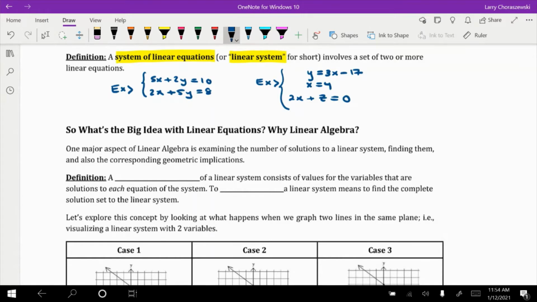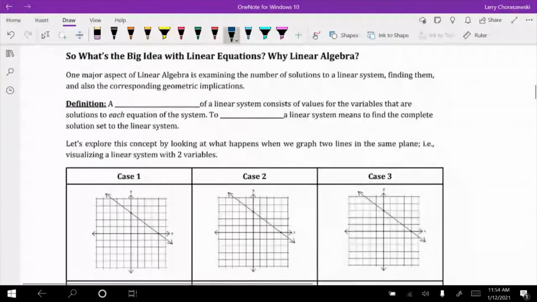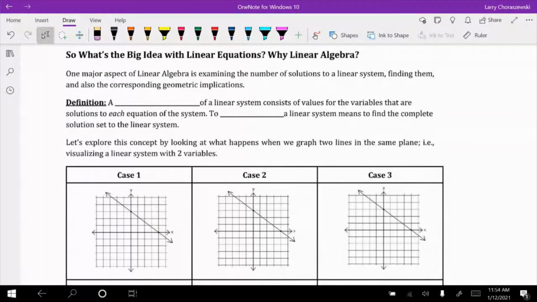Why linear algebra? Well, linear algebra really helps us to examine whether or not a system will have a solution, and also helps us to address how many solutions a system will have. As you're probably aware, some systems might have many solutions, whereas you might have a system with no solution whatsoever. And it's those concepts that really form the foundation of linear algebra.